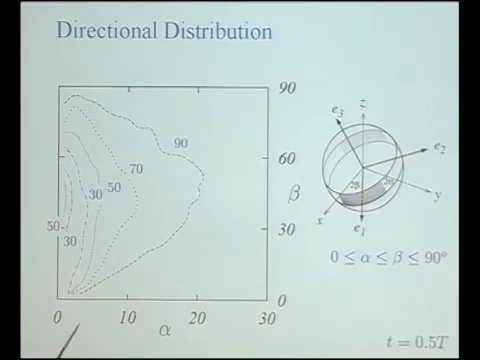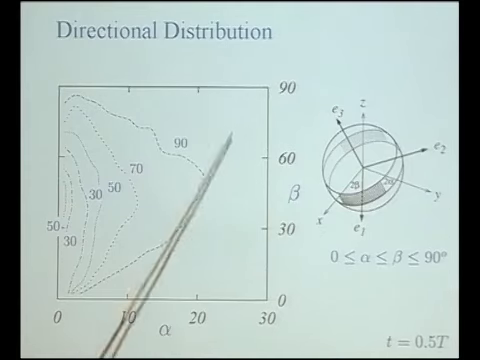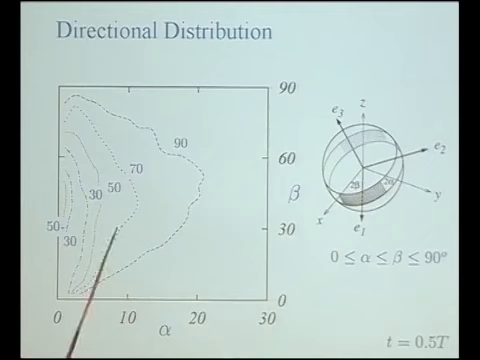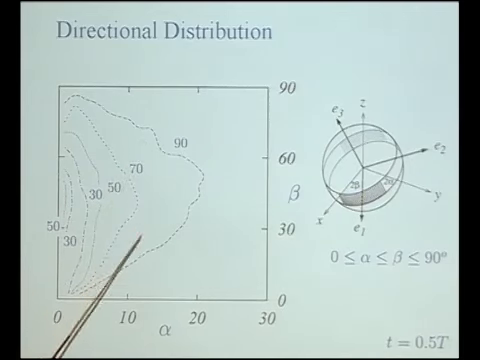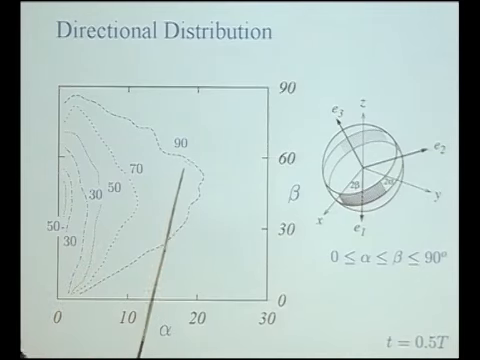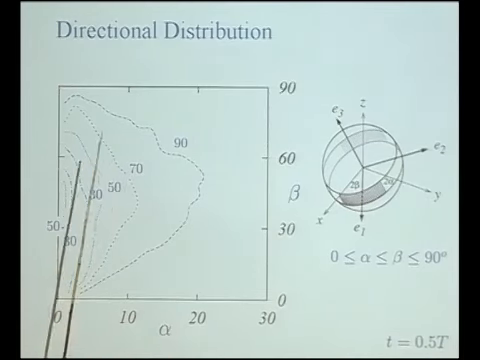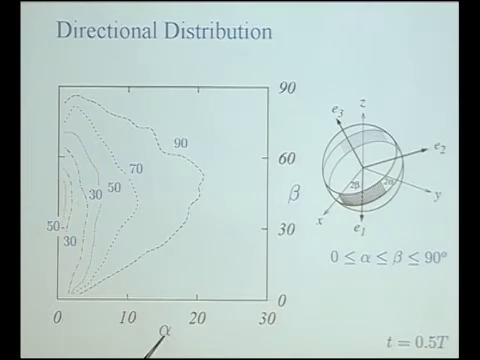I show the result. This is the result at time 0.5 t, and the horizontal axis is the alpha and vertical axis beta. And note that horizontal axis is expanded 3 times. So this is 30 degrees. And this line means more than 90% of the small cubes are included in this area.